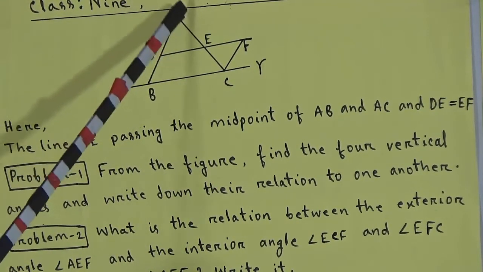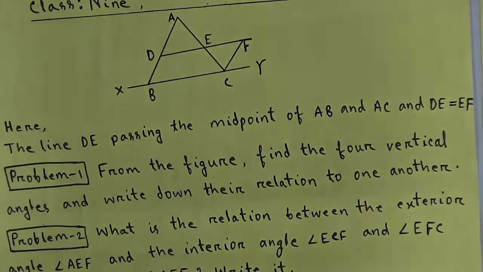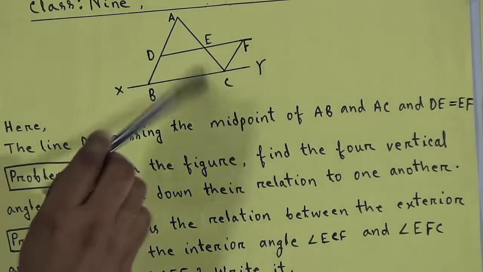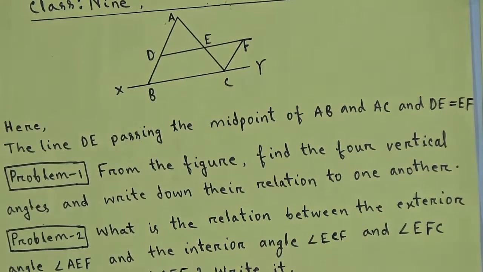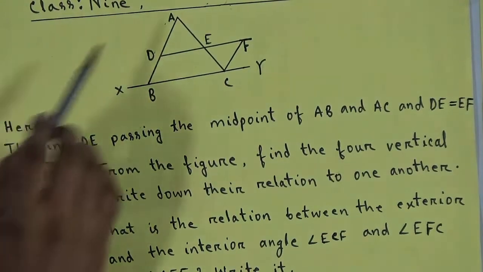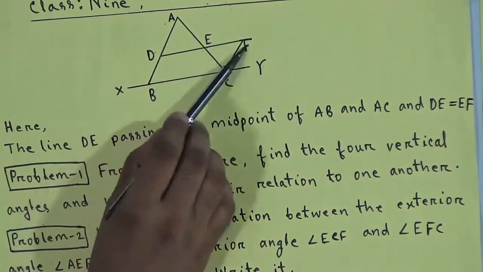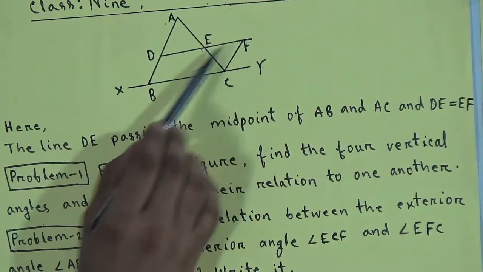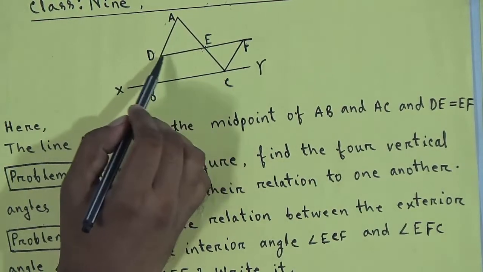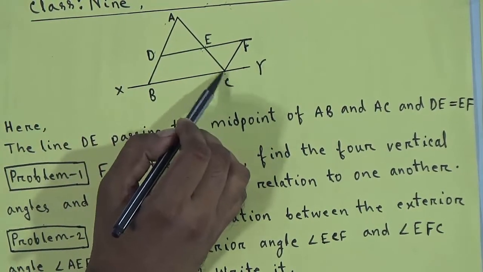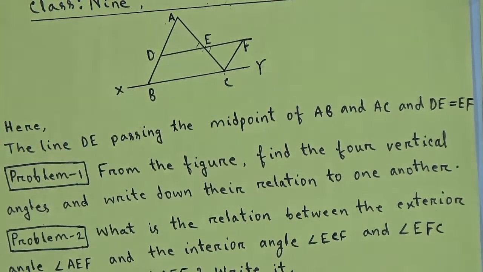Dear students, here the line segments AC and DF intersect each other at the point E. Therefore, four angles are formed. One angle is AED, another is CEF, another is AEF, and another is CED. Here AED is the vertically opposite angle of CEF. That means this angle and this angle are vertically opposite to each other.